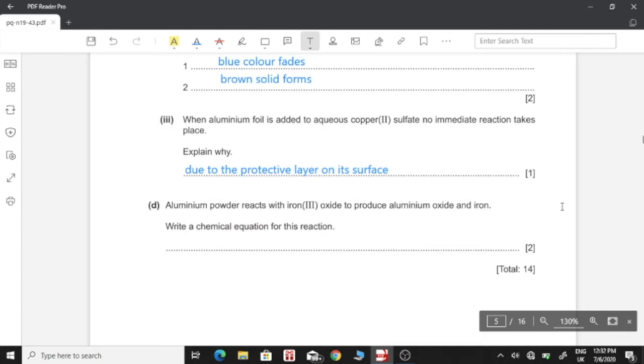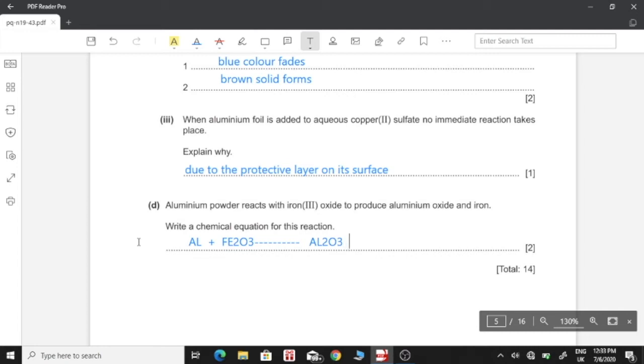Part D. Aluminium powder reacts with iron 3 oxide to produce aluminium oxide and iron. Write a chemical equation for this reaction. Alright, so we have aluminium with iron oxide, Fe2O3. Alright, and this is going to be giving us, now iron is going to be displaced by aluminium, so we'll be having aluminium oxide instead of iron oxide.